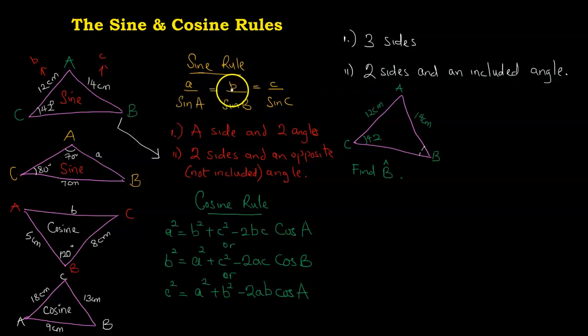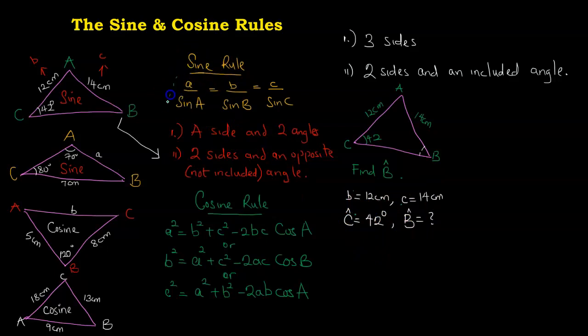A over sine A equals B over sine B equals C over sine C. Now we can see that we've got lowercase b 12 cm, lowercase c 14 cm. We've also got uppercase C, that's the angle at C, and we're asked to obtain the value of angle B. So here we can see that we've got C and c, both upper and lower cases. We've got lowercase b and we're asked to find uppercase B. So we can see A does not come in here at all.